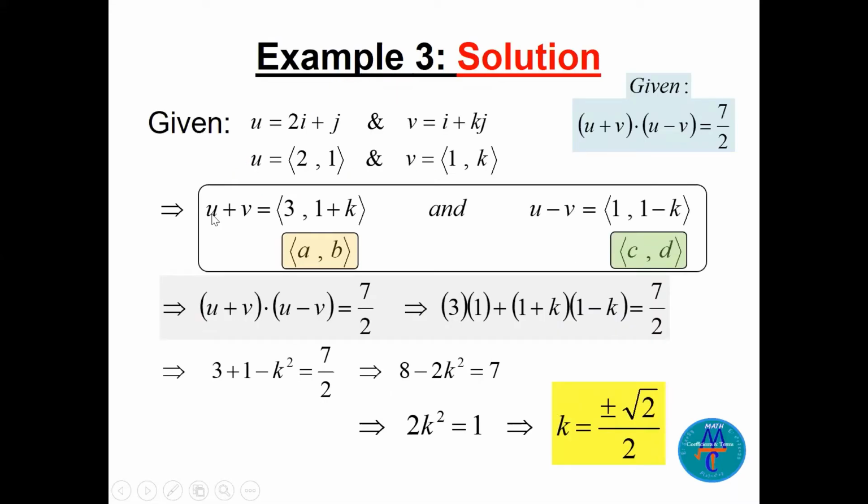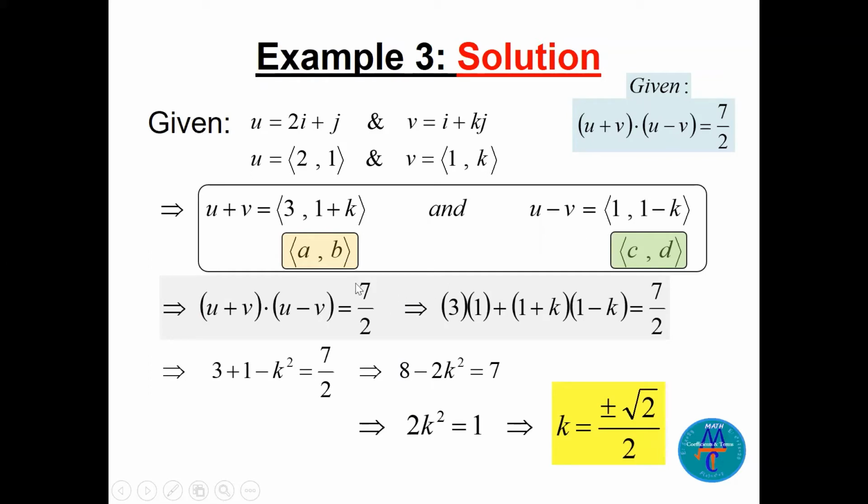So if we add u plus v, this is u, 2 and 1, v, 1 and k. So let's add u plus v. It'll be 3, which is 2 plus 1, and then 1 plus k. So this is a and b. U minus v, that will be 1, 1 is coming from 2 minus 1, and then 1 minus k, so that will be c and d. So let's find the dot product of this vector and this vector.